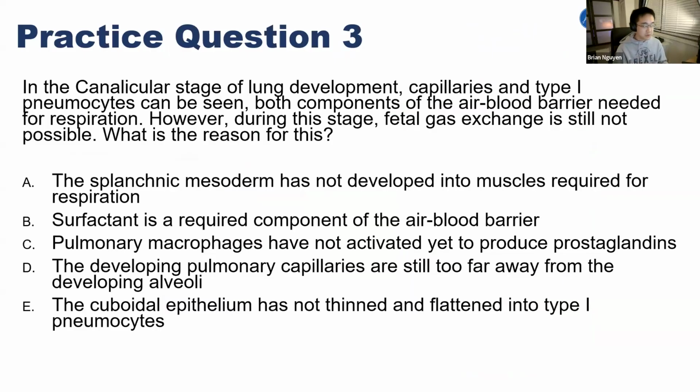So let's go ahead and get another poll going. In the canalicular stage of lung development, capillaries and type 1 pneumocytes can be seen, and both components of the air-blood barrier are needed for respiration. However, during this stage, fetal gas exchange is still not possible. What's the reason for this?